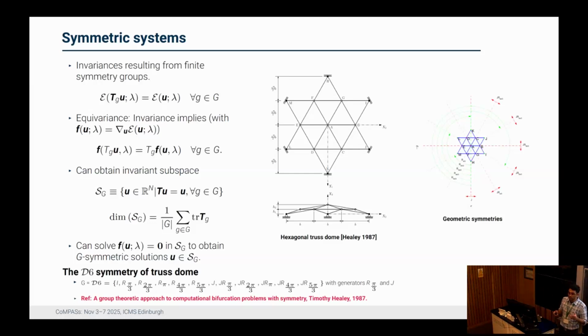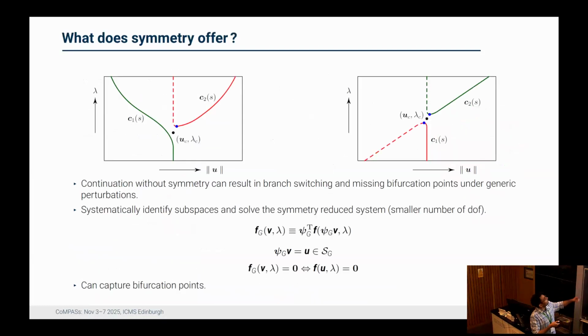One is you can solve the system in a lower number of variables. I'll show that in the next one. And then it also allows you to capture bifurcation points, like pitchfork bifurcation points, or else you will miss them and misidentify them as turning points. So here is that. If you do not use symmetry, because of the numerical noise, you can actually completely miss that and go this way, and this is this way.